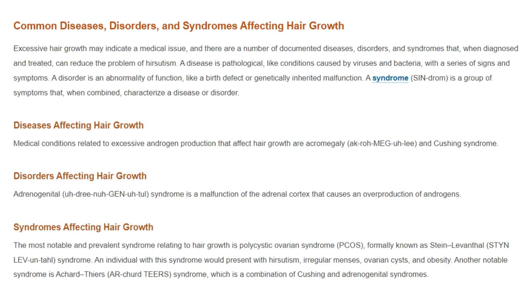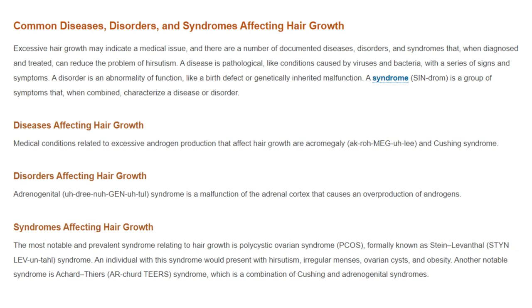Diseases affecting hair growth. Medical conditions related to excessive androgen production that affect hair growth are acromegaly and Cushing syndrome. Disorders affecting hair growth. Adrenogenital syndrome is a malfunction of the adrenal cortex that causes an overproduction of androgens.